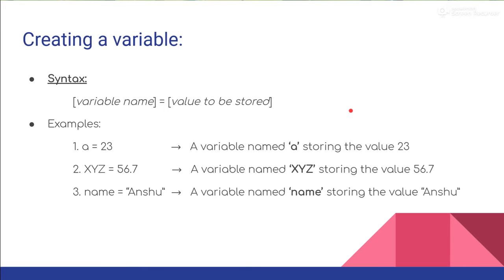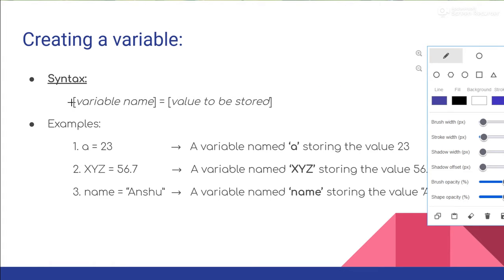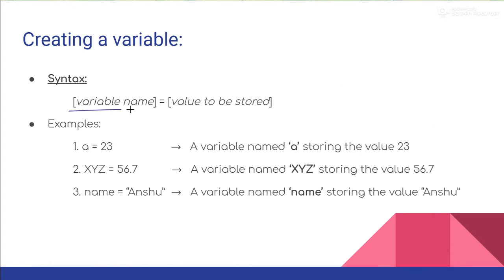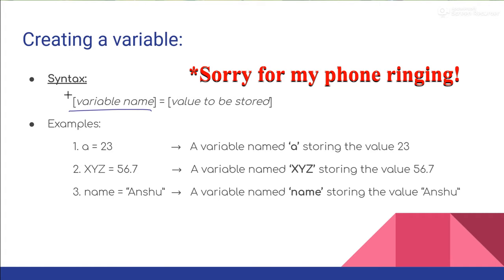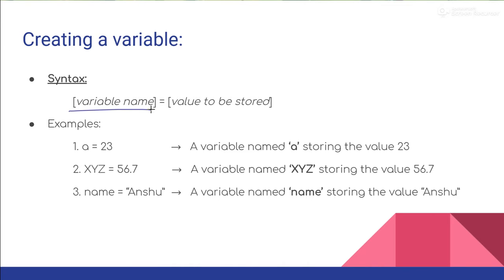Now let's see how we can create a variable. So the syntax for creating a variable is: the variable name, the name that we want to give the variable. So first of all, we have to write the name of the variable that we want to create, and then an equal sign, and then we have to write the value that we want to store in that variable. This is basically the syntax.